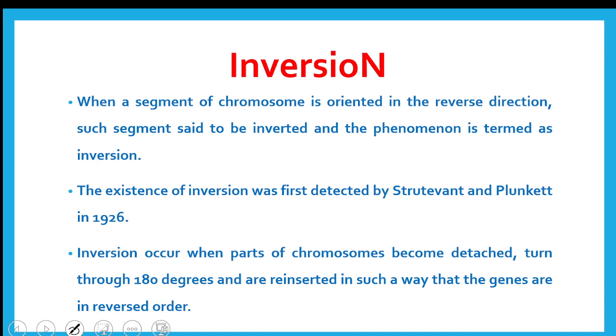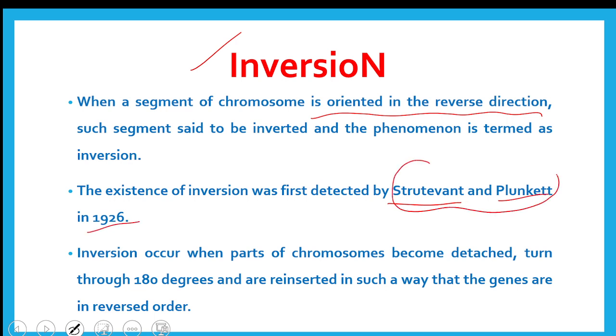The third one is inversion. When a segment of chromosome is oriented in the reverse direction. Even in duplication there is reverse tandem duplication, but that is a duplicated segment which is in reverse order by the side of the original. But here there is no duplication. Some genes or one segment of the chromosome with some genes in one order is reversed, resulting in inversion. And the existence of inversion was first detected by Sturtevant and Plunkett in 1926.